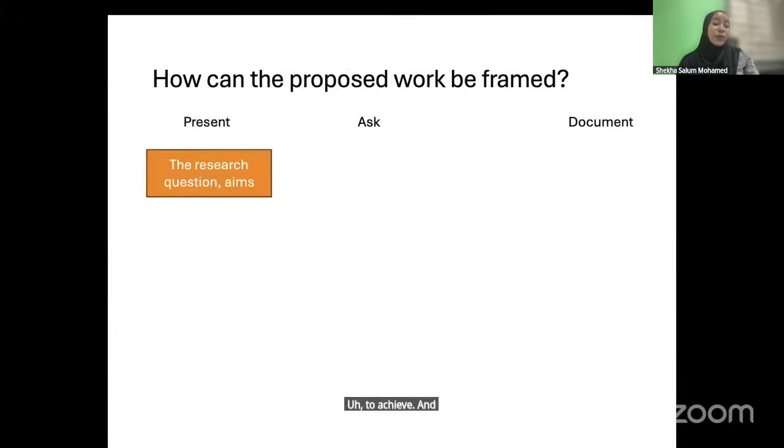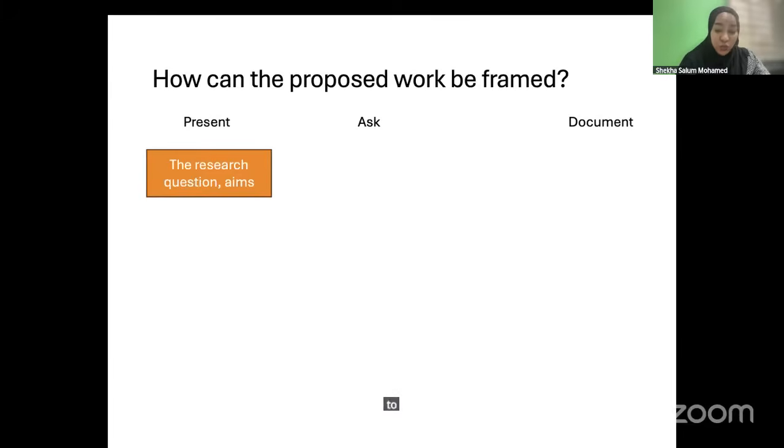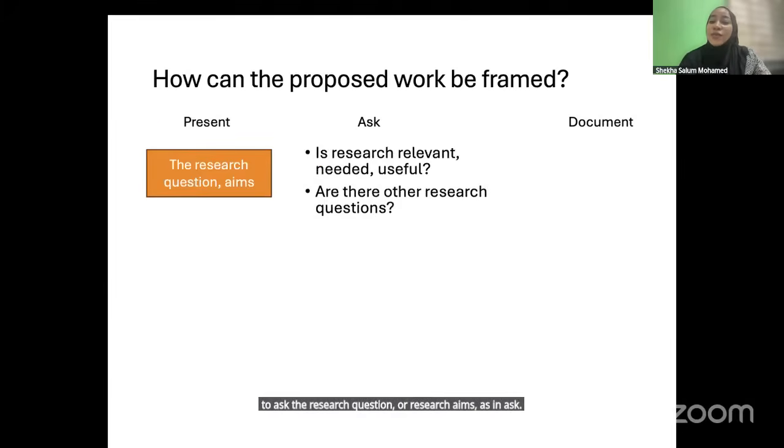And also, in framing the proposed question and aims, it may be very important to ask about the research question or research aims: is the research relevant to this community? Is it needed? Is it useful? Also, are there other questions that we as researchers can answer for the community?